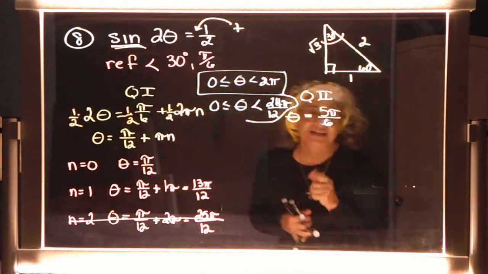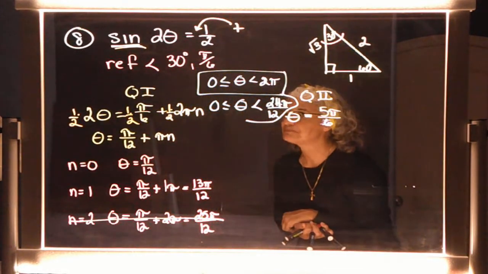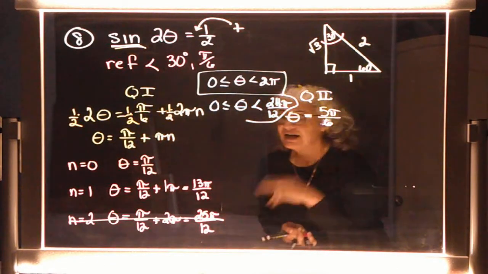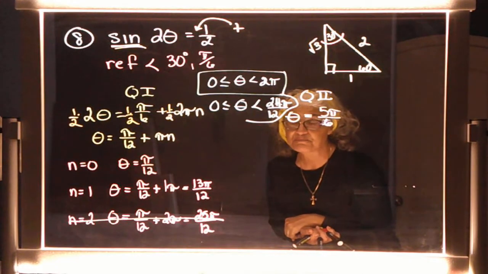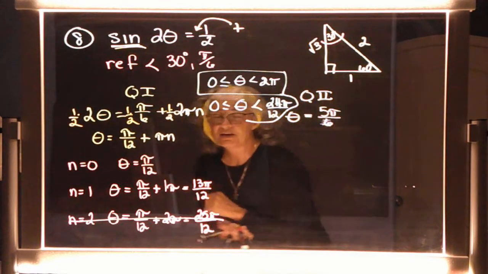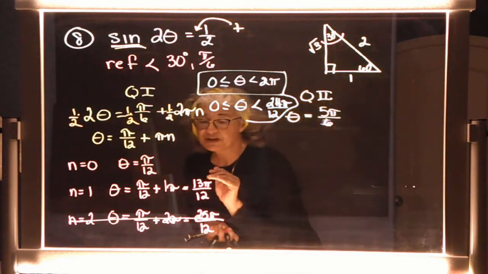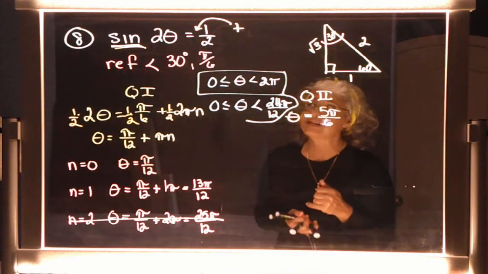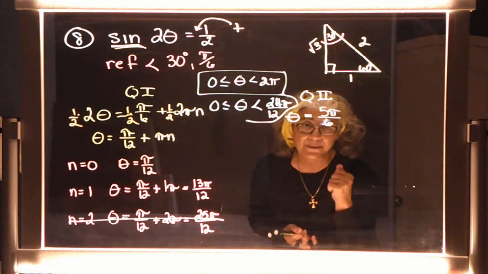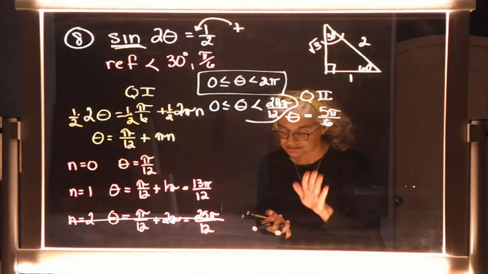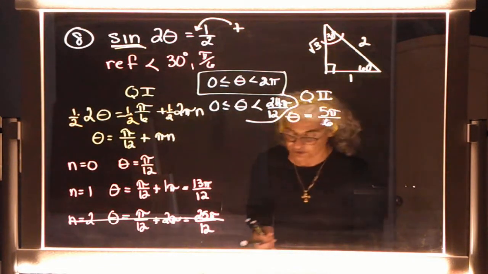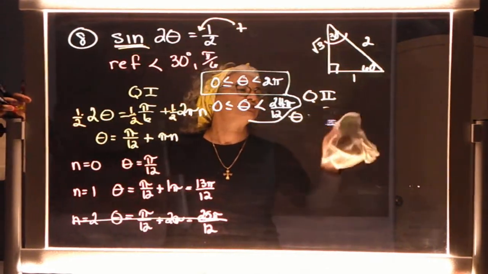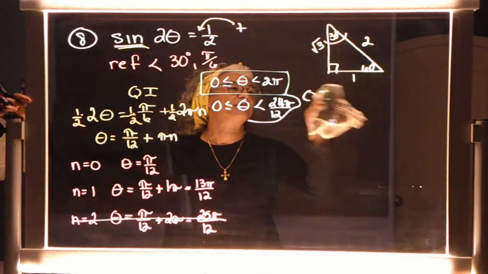So, interestingly enough, for quadrant 1, I have two solutions. I have theta being pi over 12 and theta being 13 pi over 12. And I know some of you are still asking yourself, how can that be? Let me show you. I need to get myself a little bit of board space here. Let me show you how that can be.